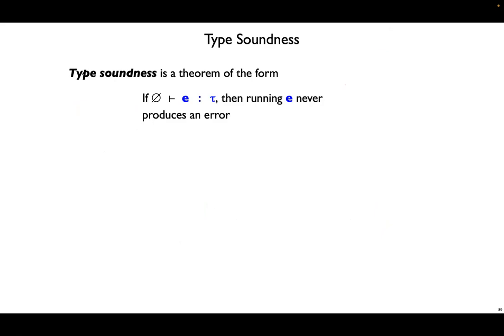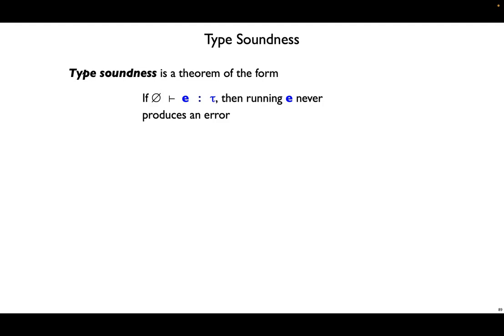Type soundness is a critical property for type systems. Here's one example of a strong type soundness theorem. This one says that if the expression E is well typed in the empty environment, then running E never produces an error. This is a strong theorem because it's saying that types predict every sort of way that the program could go wrong. In practice, this is often too strong.